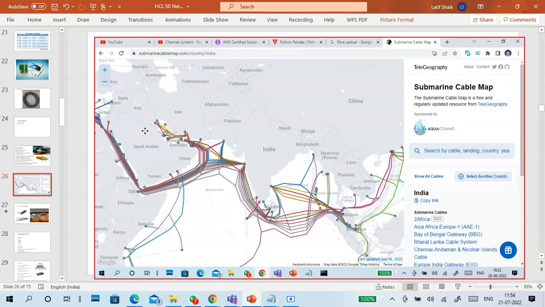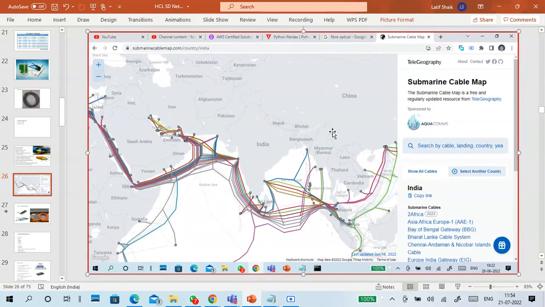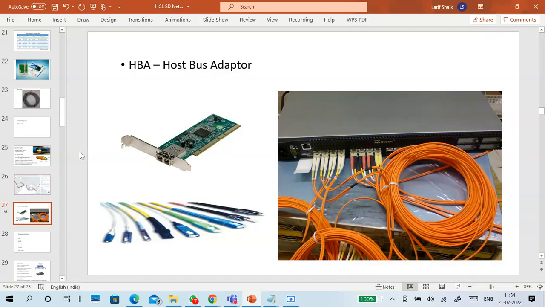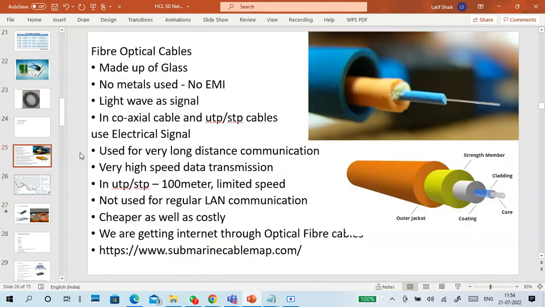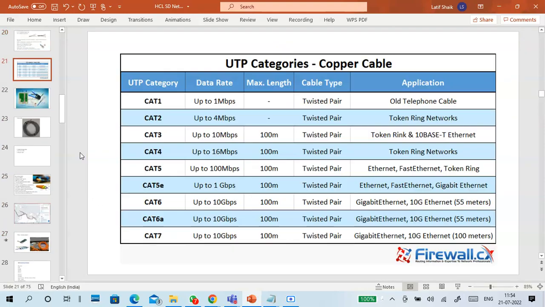You can change the view. So this is over the seas, under the sea connection. Somalia also has a connection. So go to the website and try it like this. Okay guys, this is basically about cables.